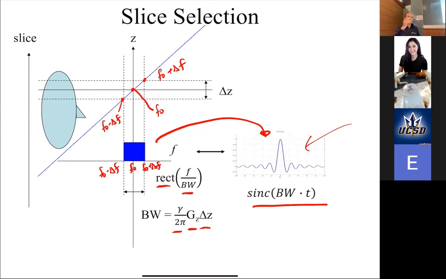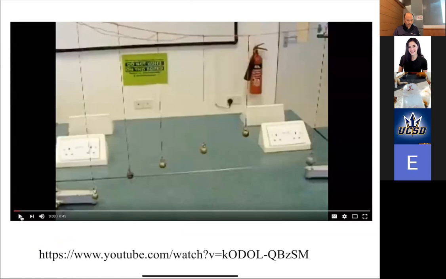Now, in practice, we can't play out an actual sinc function because the sinc function goes from minus infinity to infinity. So we'll have a truncated sinc function, okay? So instead of a pure rect function, we're going to have some slice profile that's not perfect, okay? But to first order, you can imagine it's a sinc function, all right?